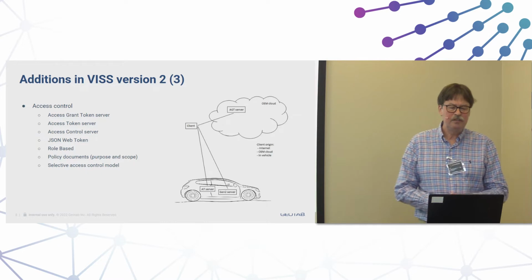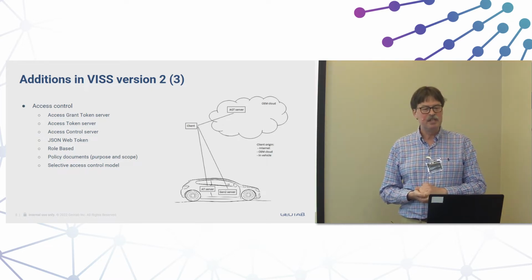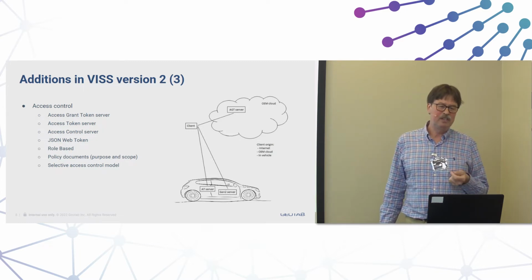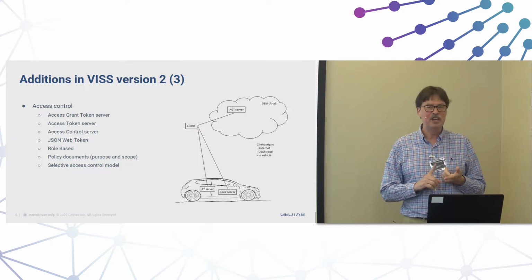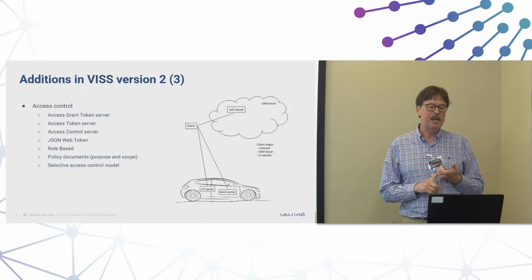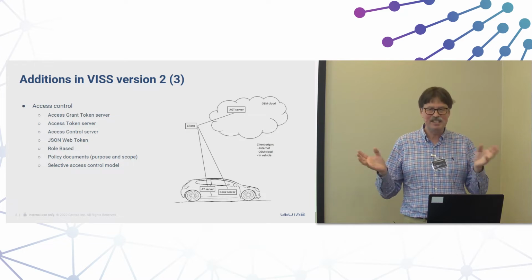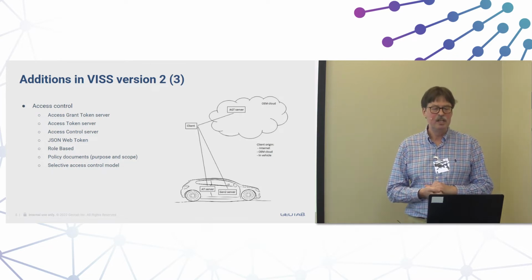And the third large addition to the standard is the access control. It was very briefly mentioned in version 1, saying basically only that it should use JSON web tokens as the means for access control, but nothing more. But here in version 2, we have a complete specification of an access control model.